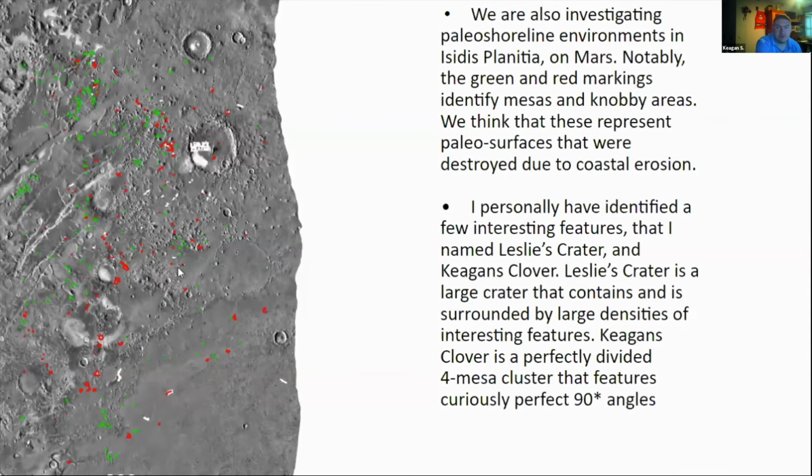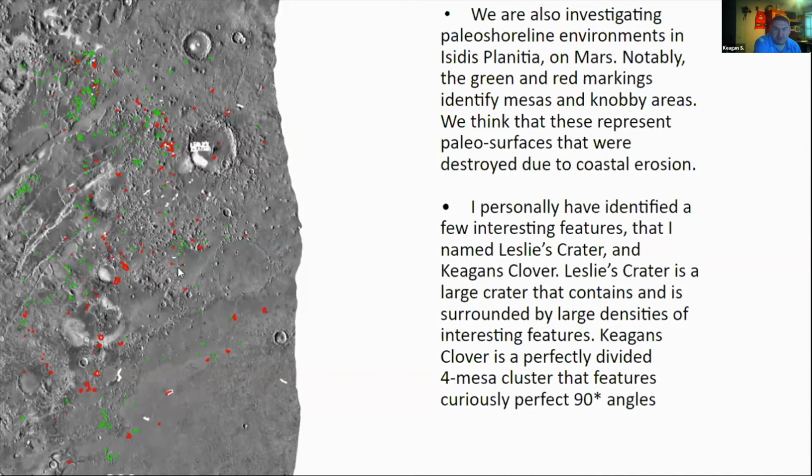We are also currently investigating paleo shoreline environments in Isidis Planitia on Mars. Notably, the green and red markings identify mesas and knobby areas. We think that these represent paleo surfaces that were destroyed due to coastal erosion. I personally have identified a few interesting features that I named Leslie's Crater and Keagan's Clover. We have yet to file those as official.